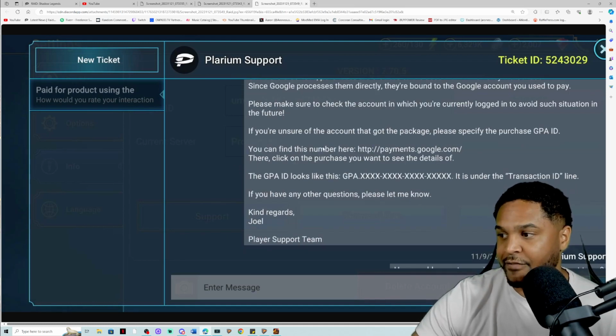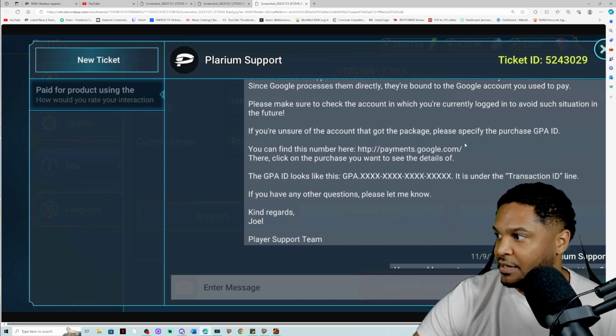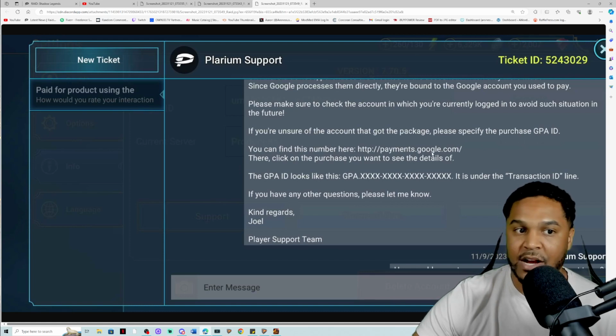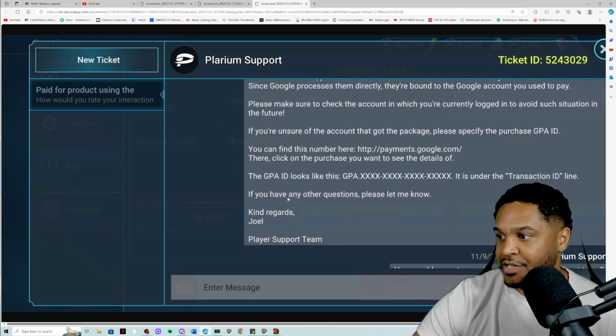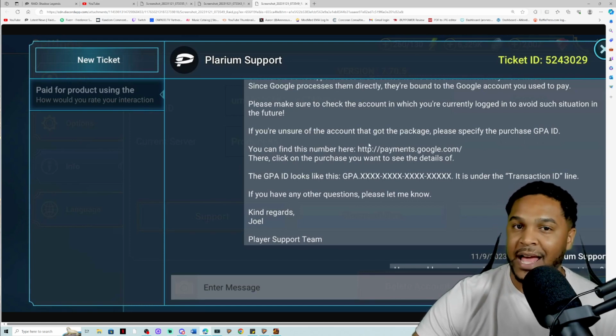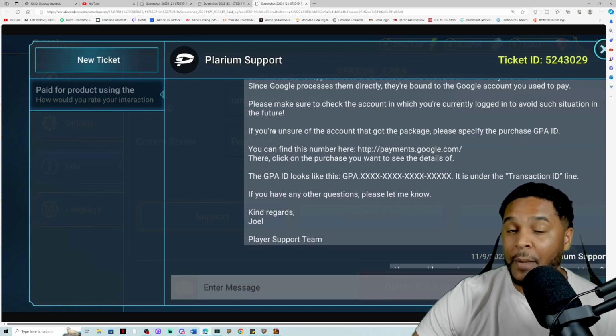And it's very frustrating. And it says, you can find out this number here. Please, like, I can go into payments.google.com, click on the purchases and stuff, but that doesn't really help, I guess. I'm going to assume that doesn't help. I mean, I don't know. If the code will just showcase nothing.